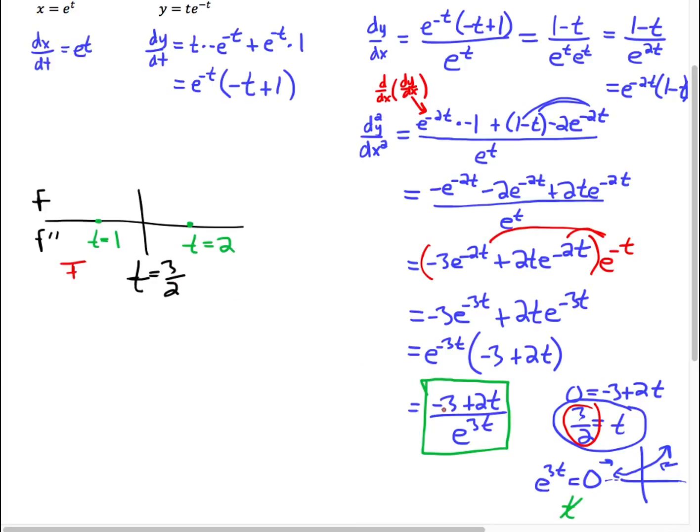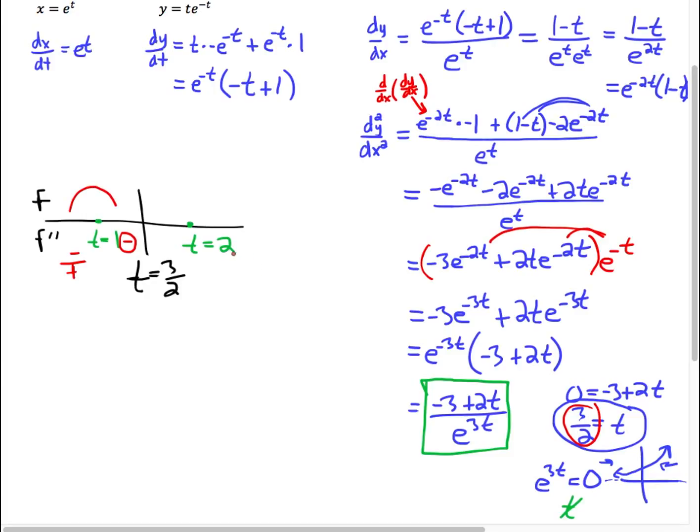So if we put 1 on top, it's going to be -3 plus 2. That's negative. So overall, this region is negative. That means the function is decreasing, or the parametric equations in this case are decreasing. Oh, wait a second. I'm not doing the first derivative test. I'm doing the concavity test. So that means it's concave down.